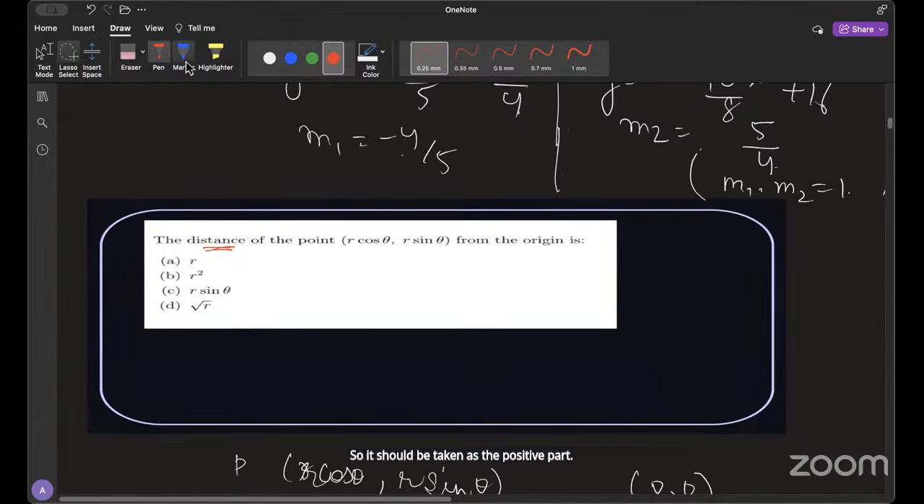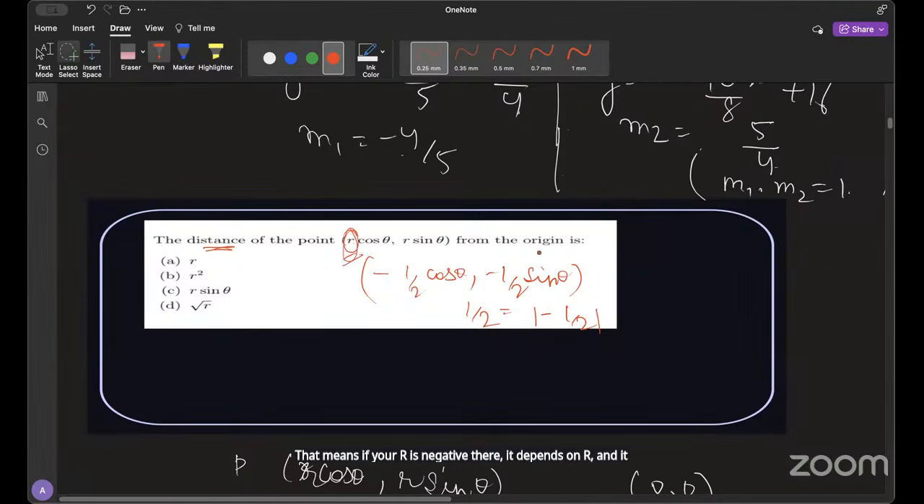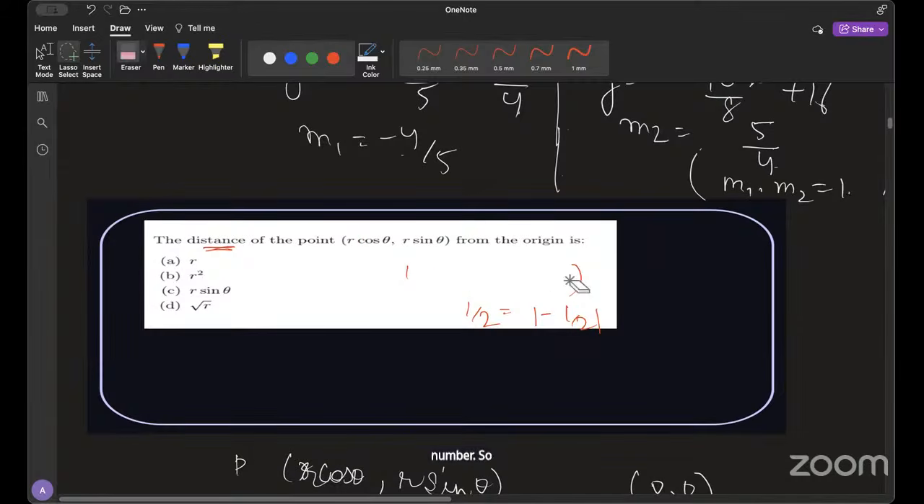But the point here is, we don't know what r is, right? It could have been minus half cos theta and minus half sin theta. And then the distance would be half, right? Which would mean mod of minus half. That means if your r is negative here, it depends on r, and it's not stated in the question that r is a positive number. So it should have been mod r, which is missing in the options. The answer should have been mod r.